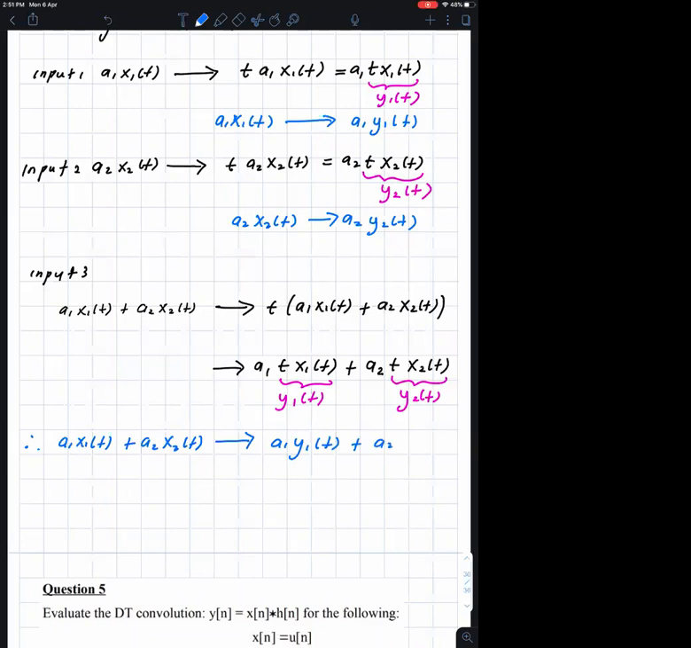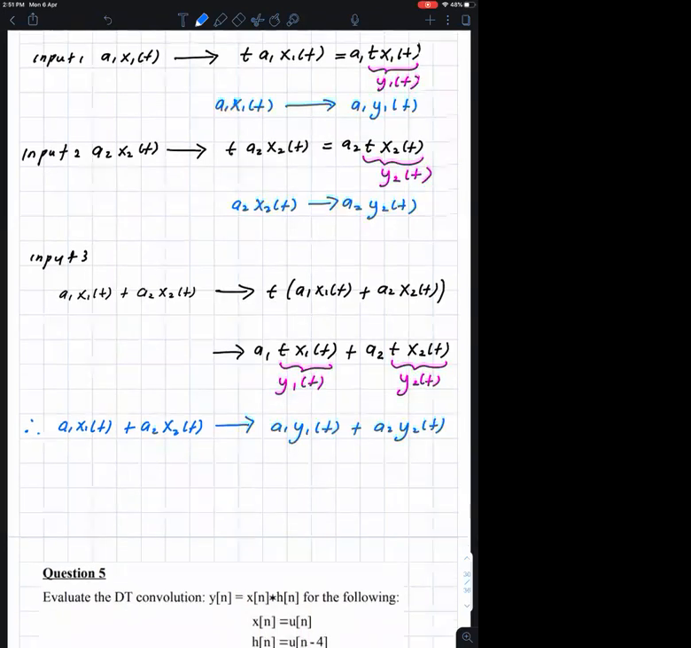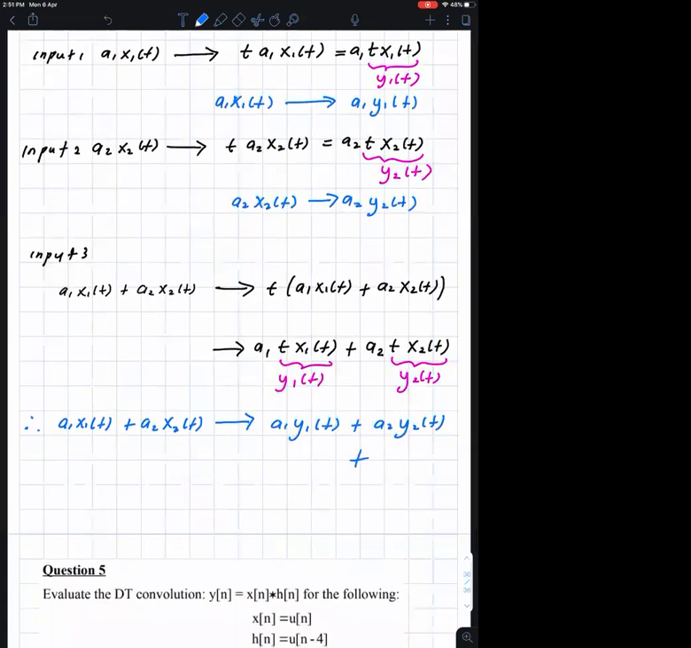Plus a2 y2(t). The sum of individual inputs creates the sum of individual outputs. So it's linear. If you get an additional term, like plus a t squared or something, then it's not linear anymore. So therefore it is linear.